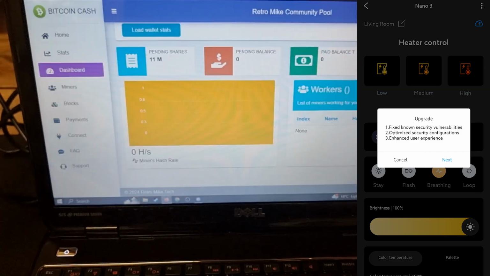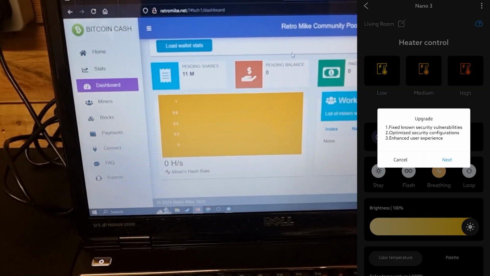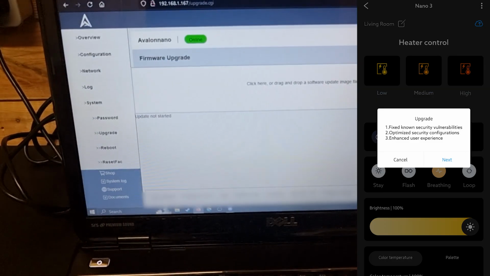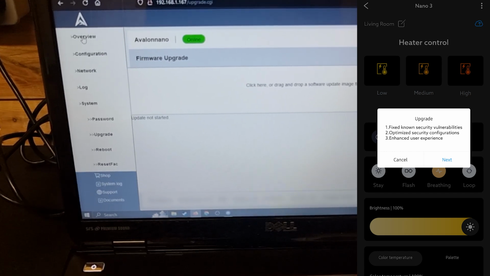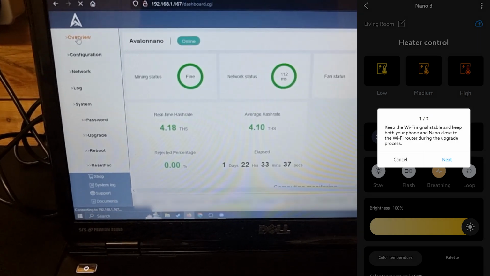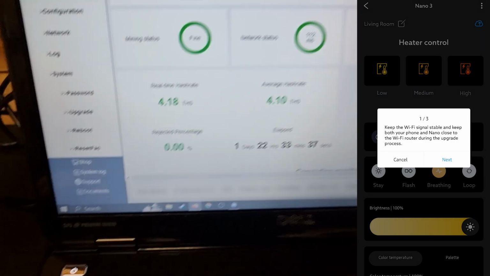The day after that, when I had a look to see if I could upgrade it, I logged in on the phone app. It showed that I could upgrade it. So I upgraded it on my phone. All is good. I went back to mining on Retro Mike.